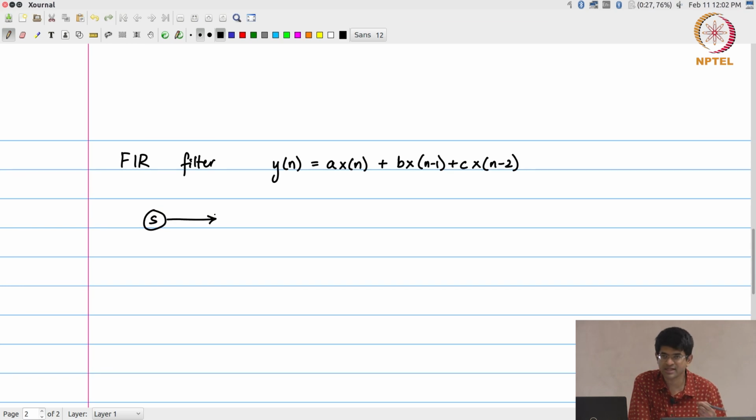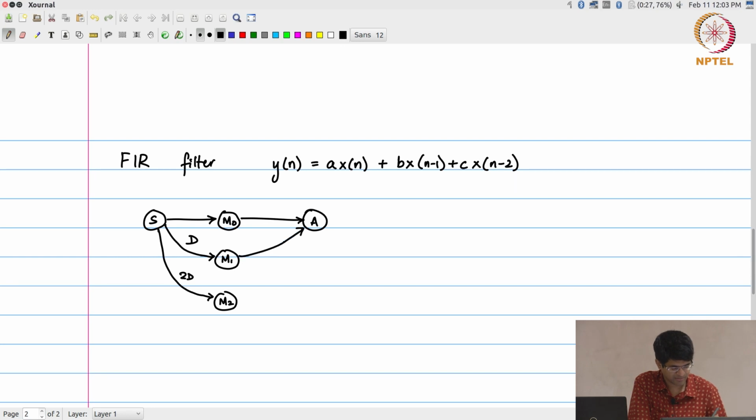I have a source that produces the x of n samples. That output x of n basically goes into three multipliers. I'll call them m0, m1, and m2. And the inputs to those are essentially, one is the direct x of n input, the other is a 1 delayed input, and the other is a 2 delayed input. The outputs of those multipliers in turn go to an adder. Okay. So this was assumed to be one possible data flow graph representation corresponding to this FIR filter.